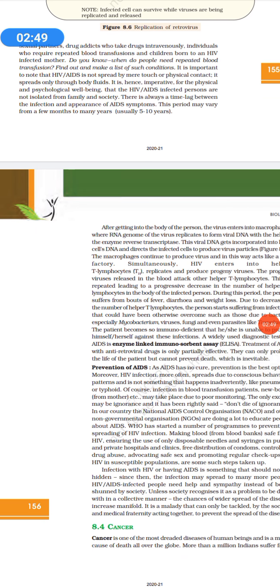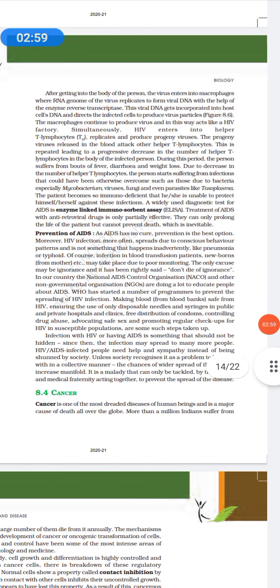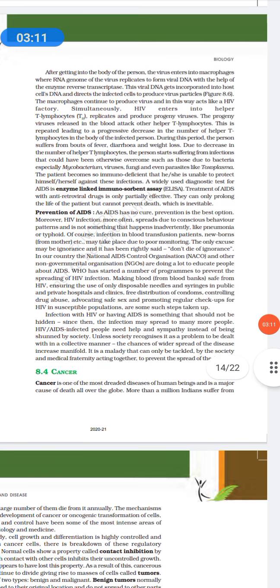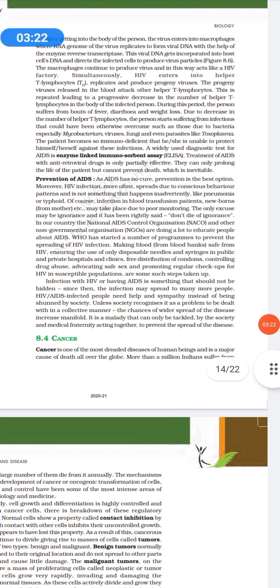There is always a time lag between the infection and the appearance of AIDS. This period may be a few months to many years. After getting into the body of the person, the virus enters the macrophages, where the RNA genome of the virus replicates and forms the viral DNA, as I said. The macrophages continue to produce more and more of the viral DNA, so they act as an HIV factory.